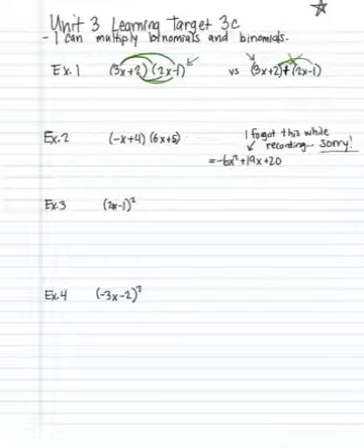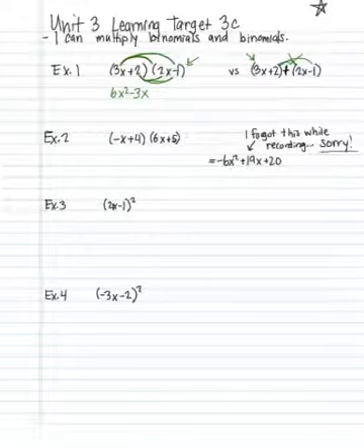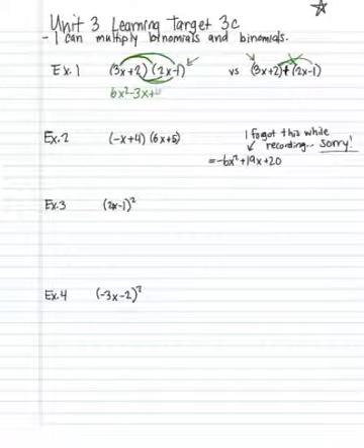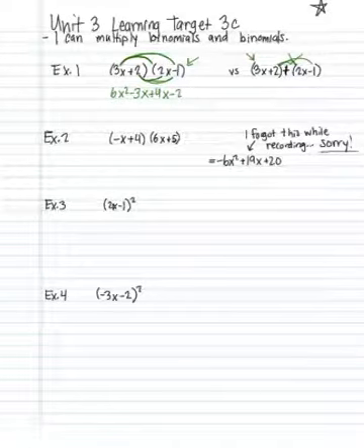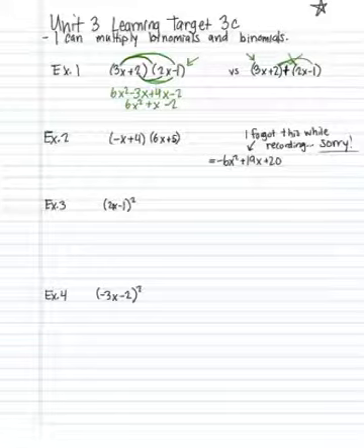So if I take 3x and I distribute it, 3x and 2x gives me 6x squared. 3x and negative 1 give me negative 3x. Multiplying 2 and 2x gives me 4x. 2 and negative 1 give me negative 2. Combine your like terms to get 6x squared plus x minus 2. Simple as that.